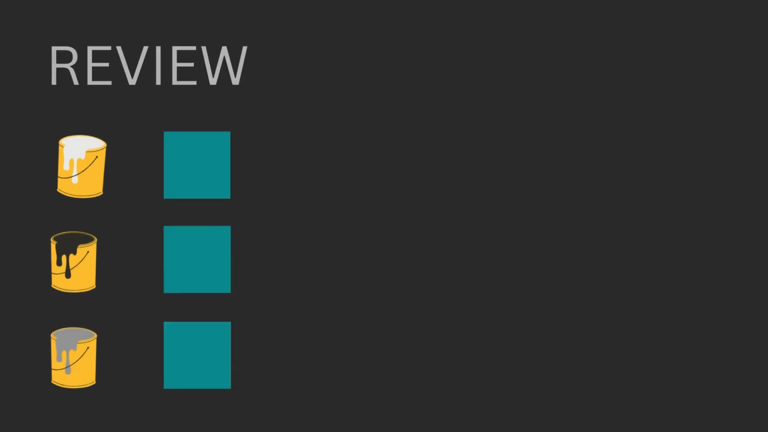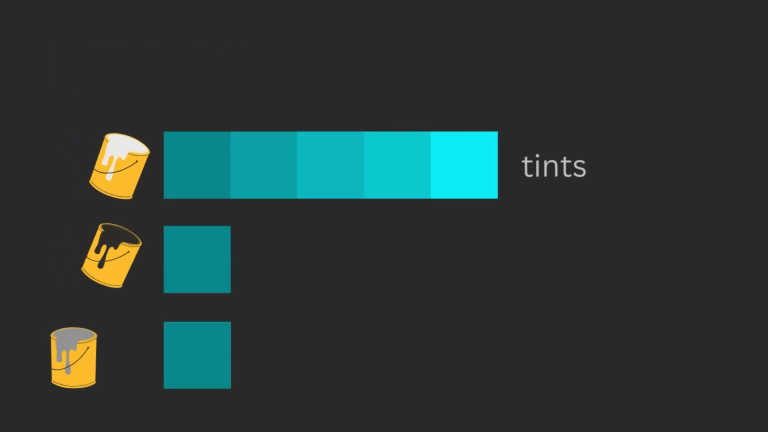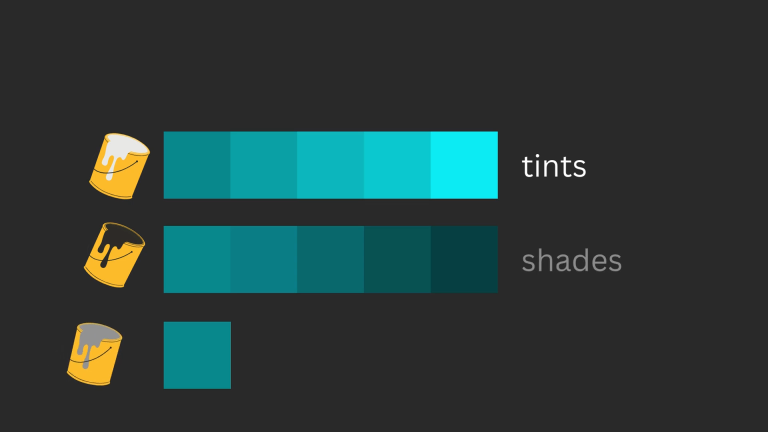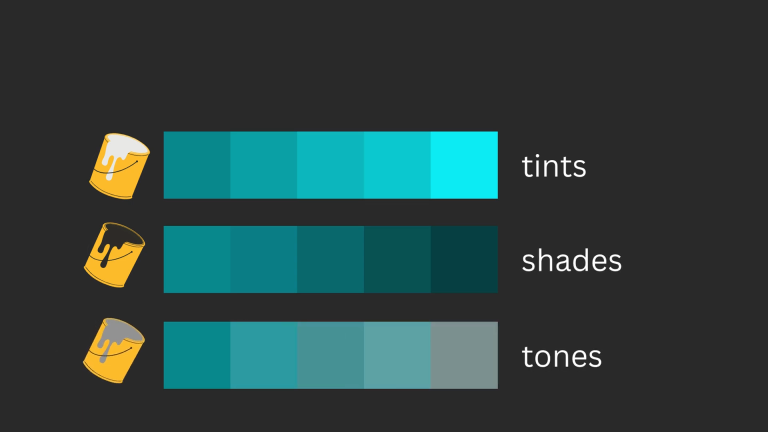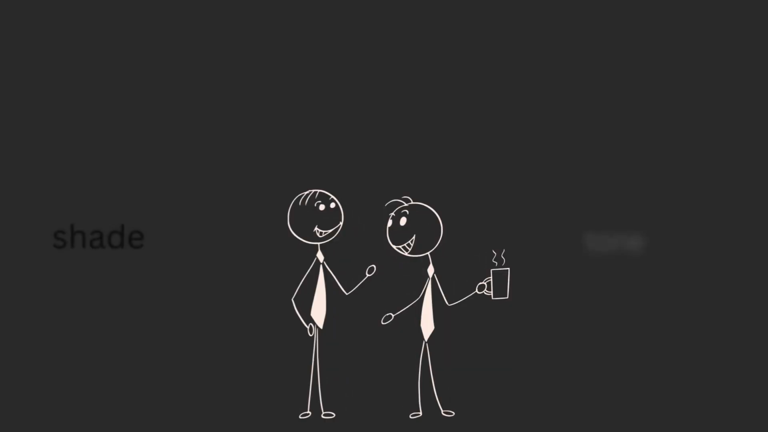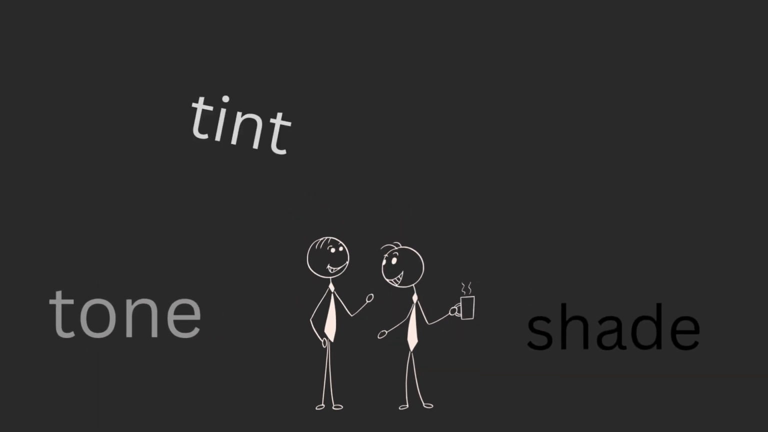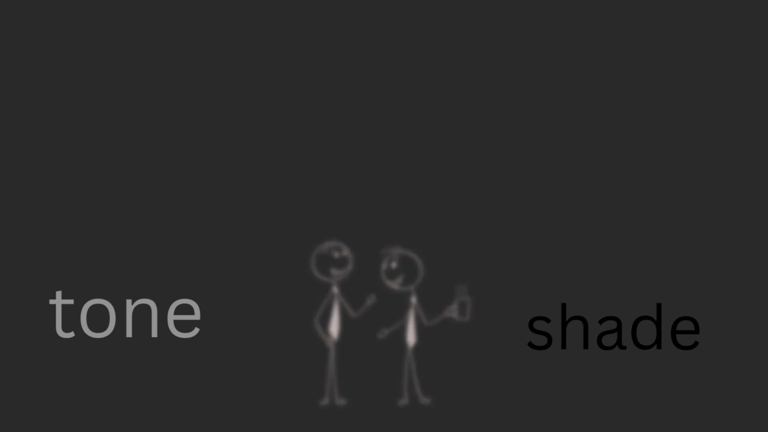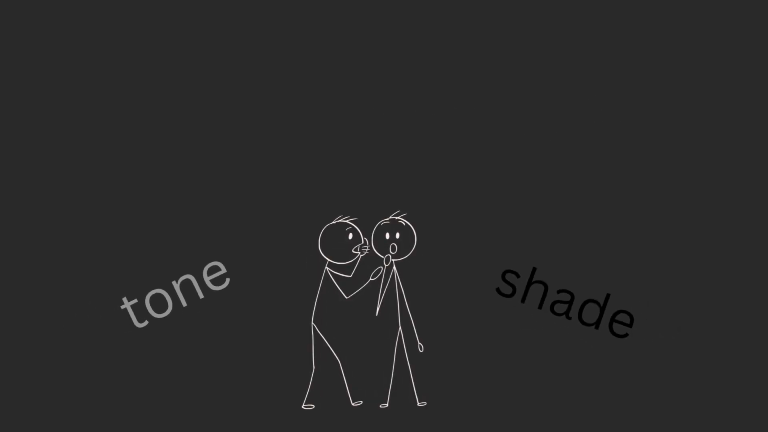Let's review. We get tints when we add white to a hue, we get shades when we add black to a hue, and we get tones when we add gray to a hue. And what is hue? That's right, the purest form of a color, meaning it has not been mixed with any white, black, or gray. So many people refer to shade or tone interchangeably and rarely describe colors in terms of tint. That's all technically wrong, and now that you know the difference, it'll probably bug you when you hear it.